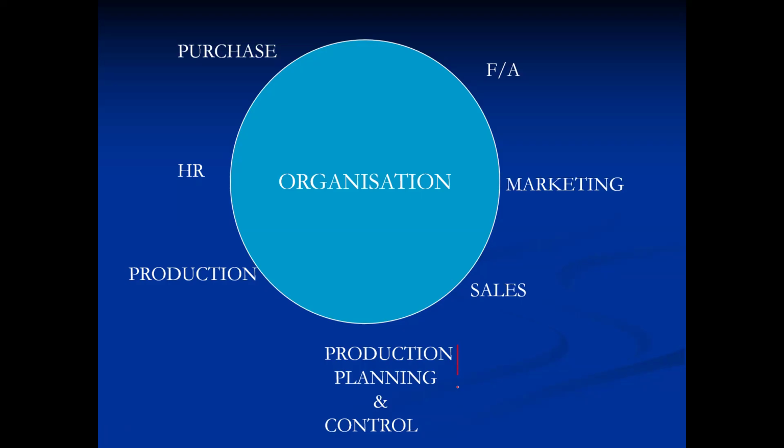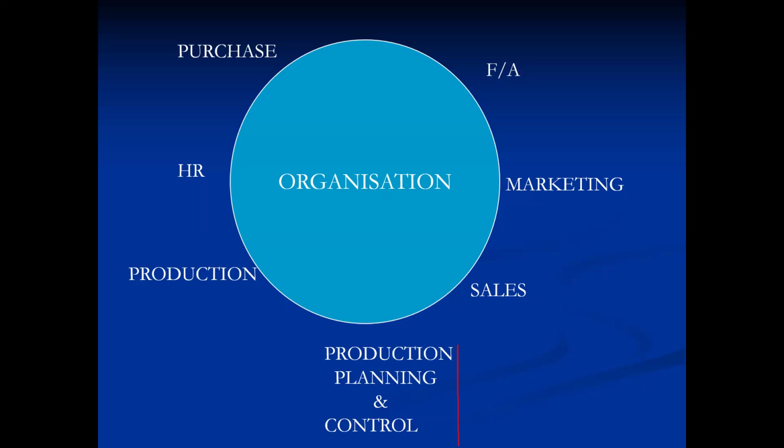Its main function is to prepare the production schedule. So what is the production schedule? It is just chalking out the plan: when to start the production, in how much quantity the product has to be produced, by which date the production has to be completed. Simply saying, that is called production schedule.